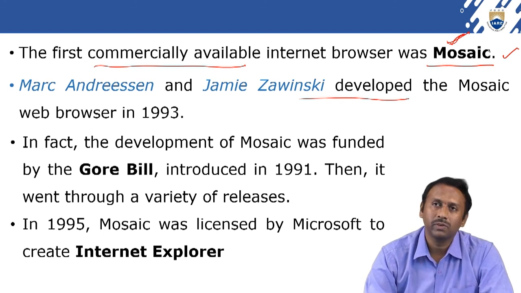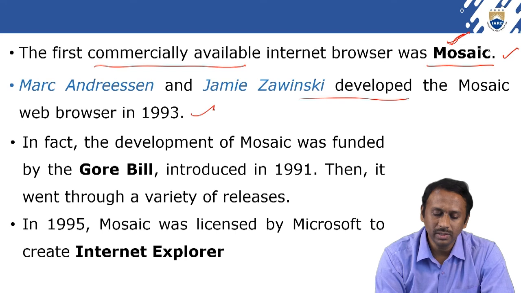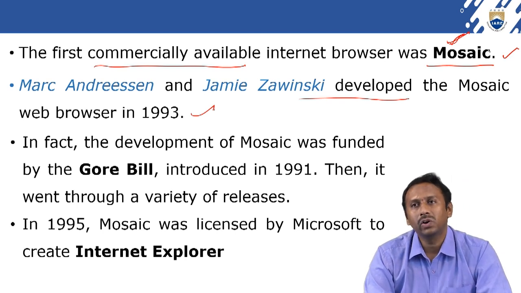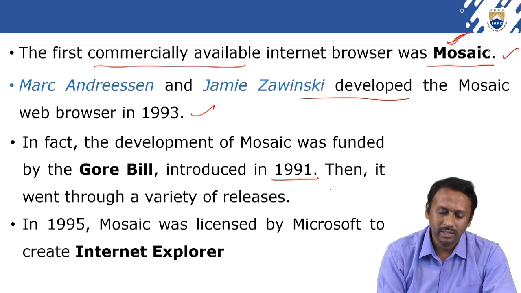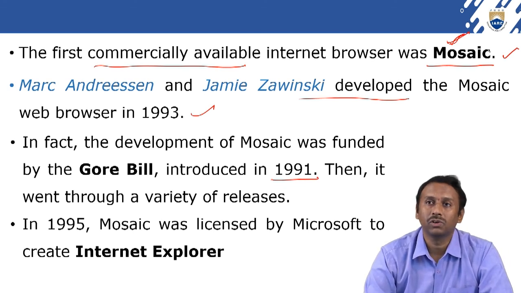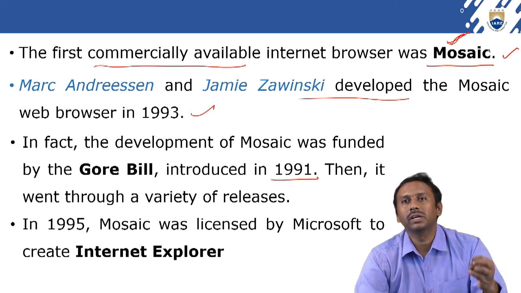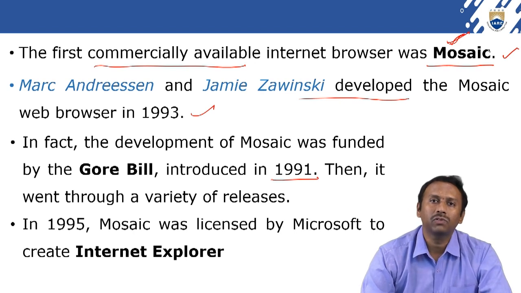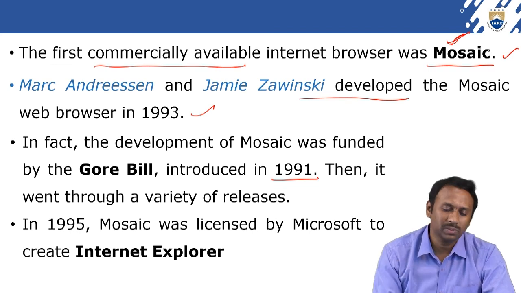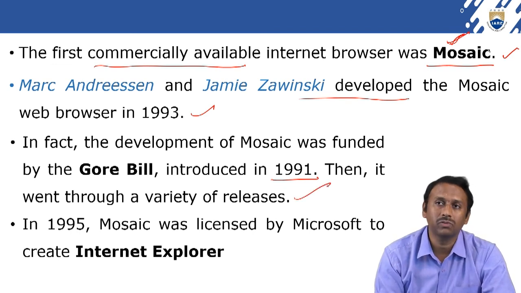Marc Andreessen and Jackson developed the Mosaic web browser in 1993, and in fact the development of Mosaic was funded by the Gore bill introduced in 1991. Then it went through a variety of releases, that means versions, because sometimes the initial version has some features and some drawbacks. Later, after a few months or years, they release new updated versions to overcome those existing problems.